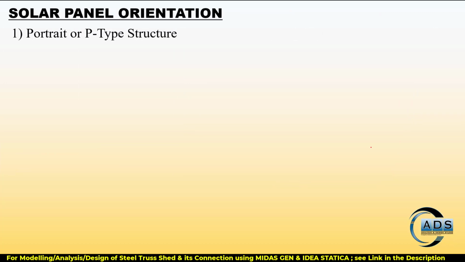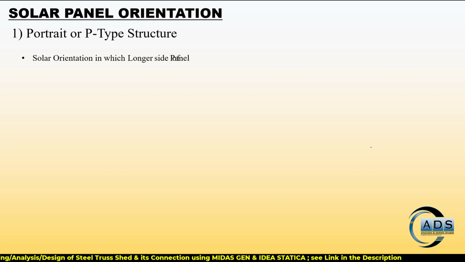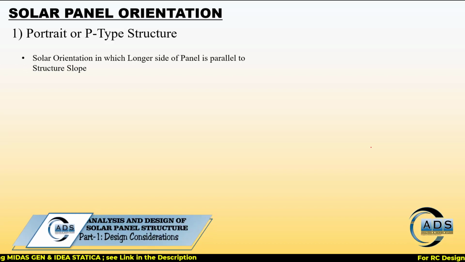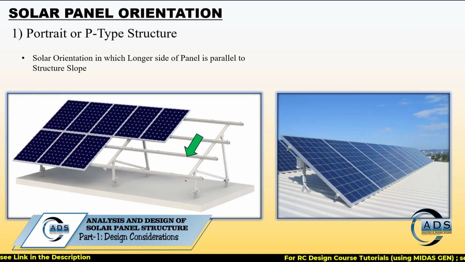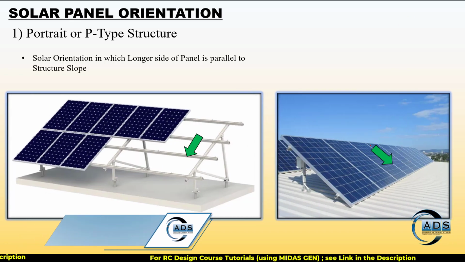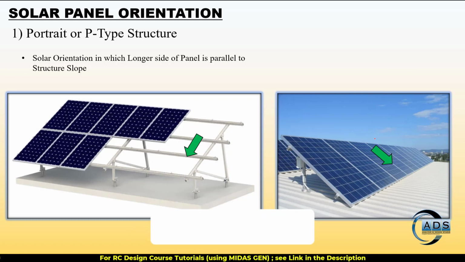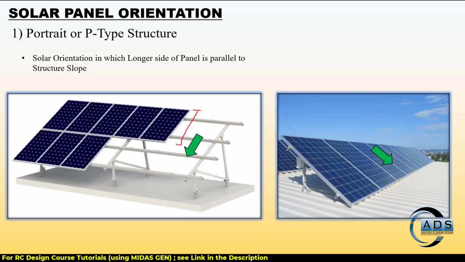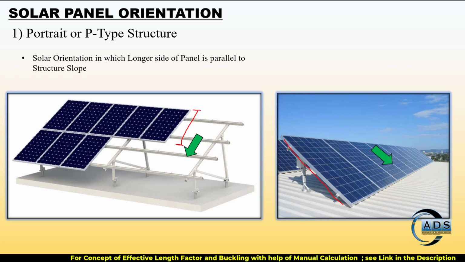Now the solar panel orientation. First one is the portrait or P-type structure. Solar orientation in which the longer side of the panel is parallel to the structure slope. For example, here the structure slope is like this, shown in the green arrow, and the longer side of the solar panel is parallel to this slope. Okay. Similarly, in this particular picture, the longer side is parallel to this slope.